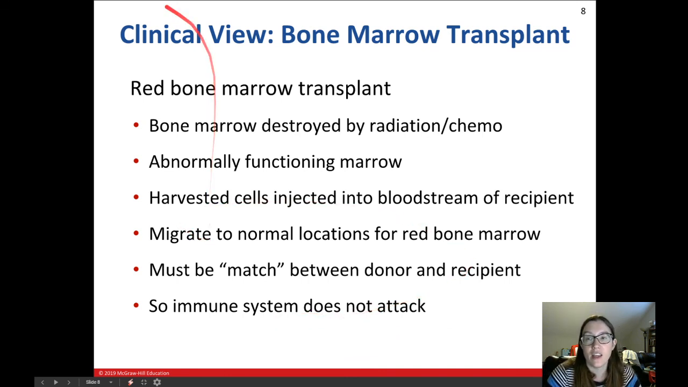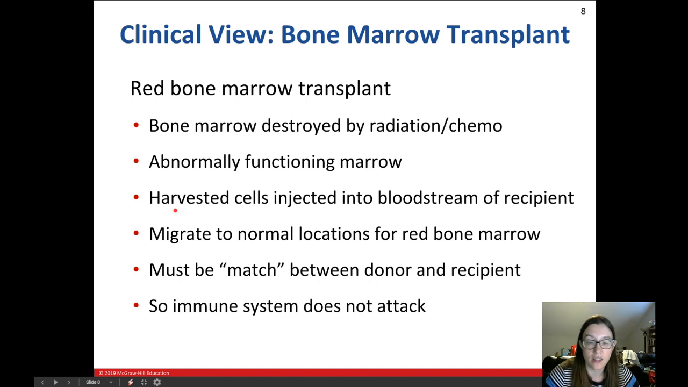So clinically, you probably think of the bone marrow when you hear about bone marrow transplant. A lot of people, if they have some sort of malignancy or cancer in the blood-forming cells, might have abnormally functioning bone marrow. So their bone marrow isn't working properly, and it's just making cancerous cells, maybe. And so what happens is that abnormal bone marrow is going to be destroyed by radiation or chemo. And so they're not going to have any bone marrow for a little while. And then they're going to have to harvest cells from a donor.